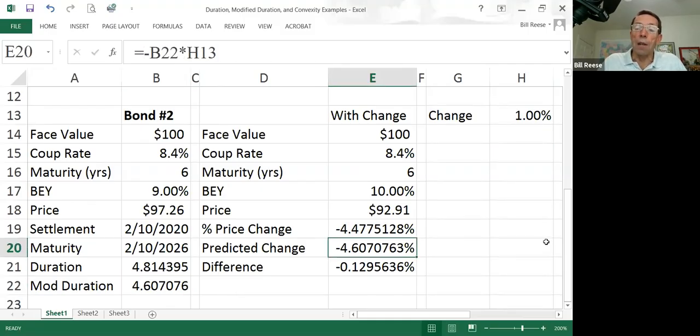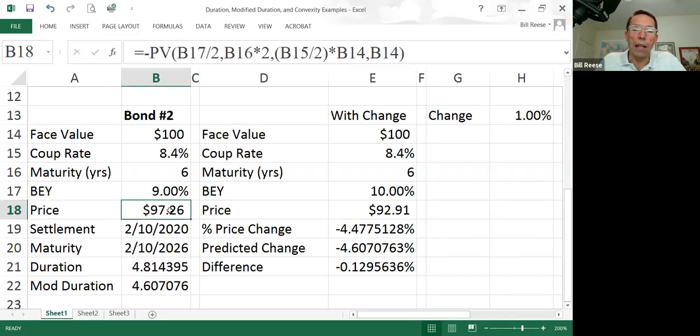Okay, so again, modified duration is predicting how much percentage-wise the price of the bond will change when there is a 1% change in interest rates. Obviously, if there's a 2% change in interest rates, modified duration is predicting twice that amount. If there's a 0.1% change in interest rates, modified duration is predicting 0.1% of that amount.